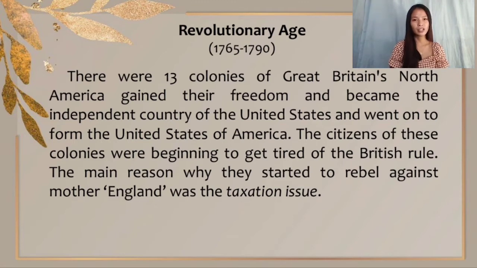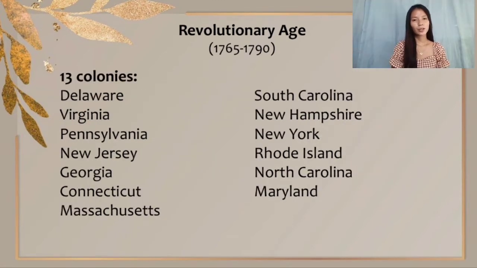was the taxation issue. So these were the 13 colonies who rebelled against British rule: Delaware, Virginia, Pennsylvania, New Jersey, Georgia, Connecticut, Massachusetts, South Carolina, New Hampshire, New York, Rhode Island, North Carolina, and Maryland.